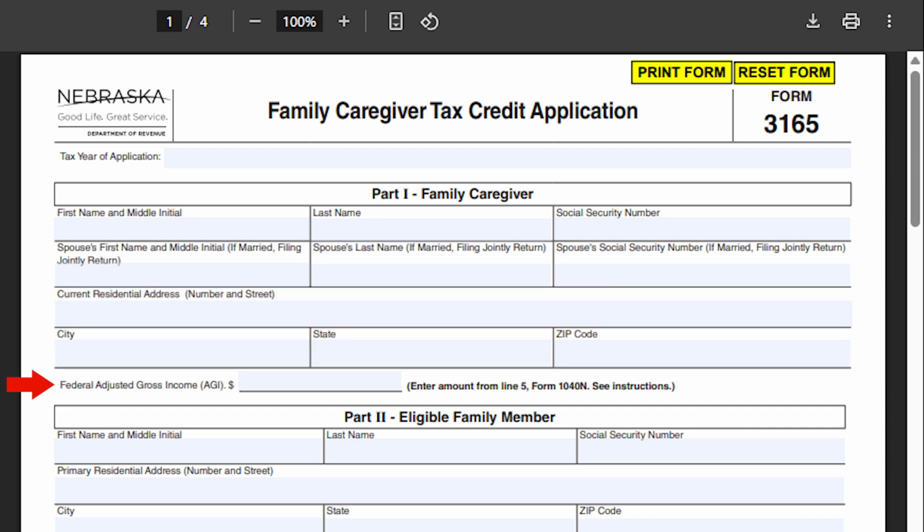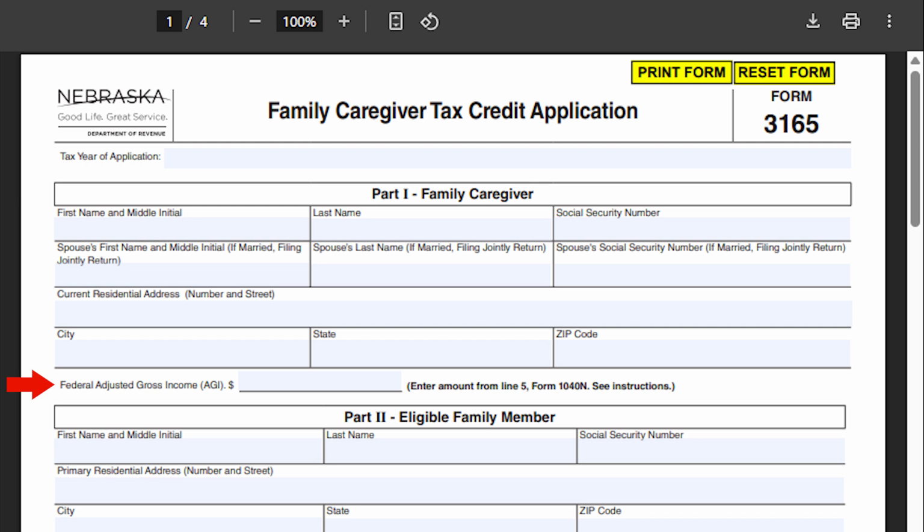Finally, the last section of Part 1 requires the family caregiver to enter their federally adjusted gross income, which is often referred to as AGI. Enter the federally adjusted gross income from line 5 of your Form 1040N, and this is for the tax year for which the credit will be claimed. If the Form 1040N has not been completed, enter the estimated federal AGI that will be entered on line 5, Form 1040N, for the applicable tax year.